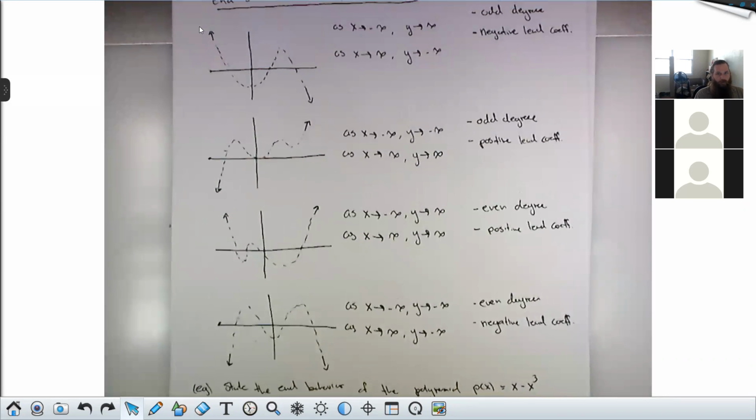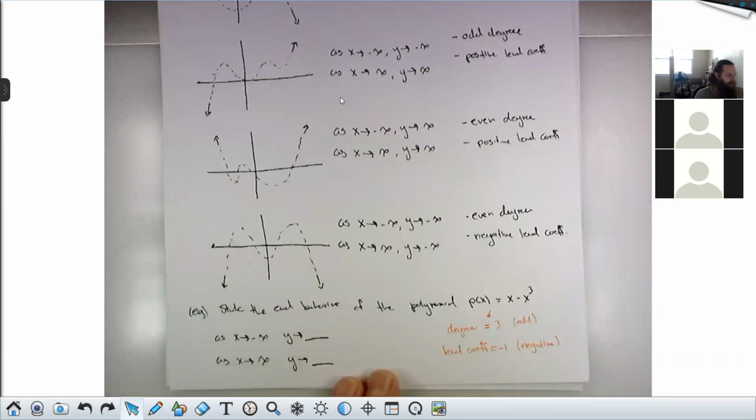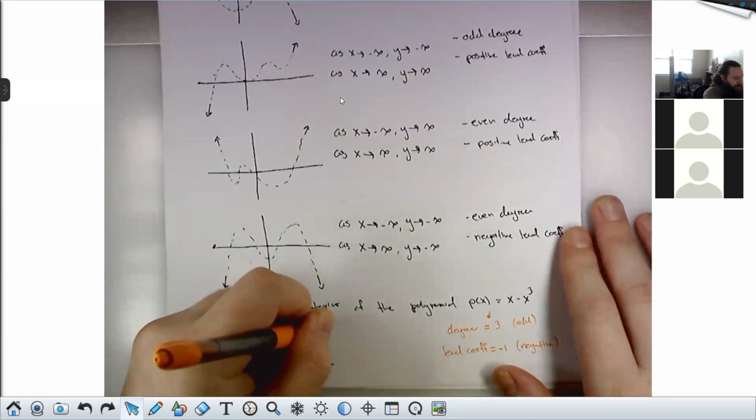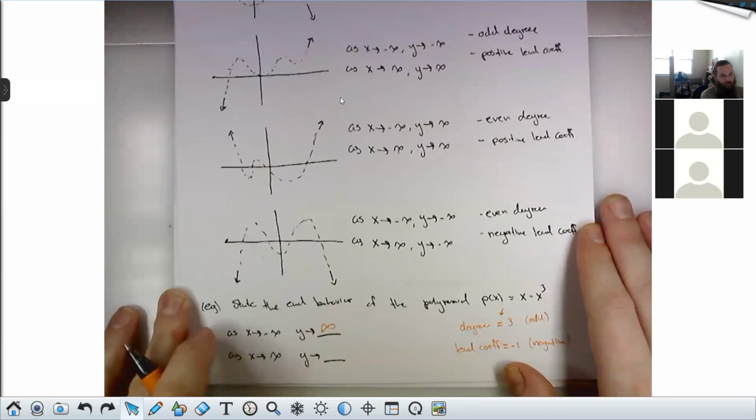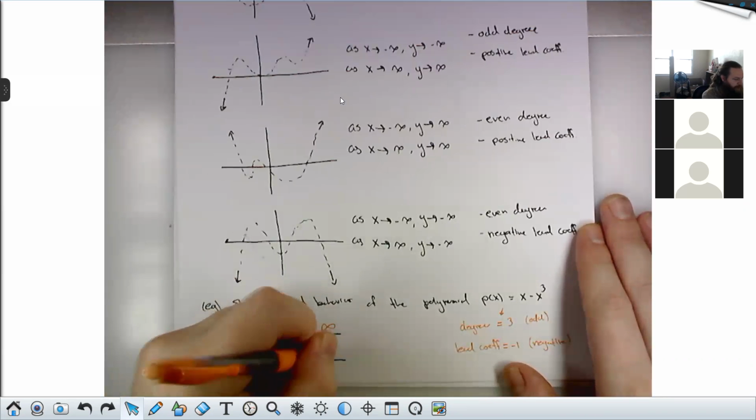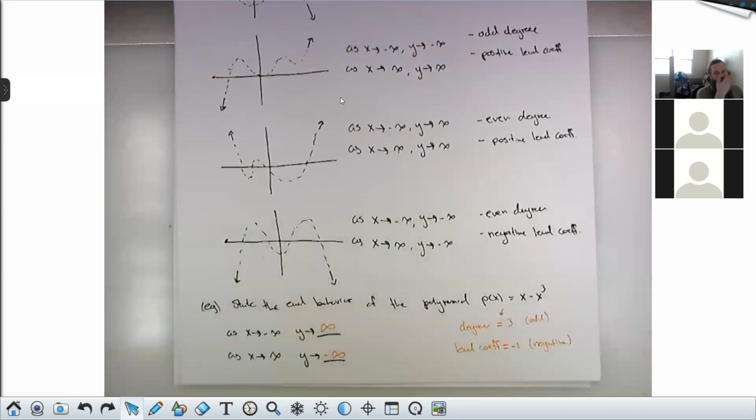That means it's going to have end behavior like this, right? Odd degree, negative lead coefficient. It's going to go up on the left and down on the right. So up on the left means as x goes to negative infinity, y is going to go to positive infinity. And down on the right means as x goes to positive infinity, y is going to go to negative infinity. Are we all comfy with how we got these? Nothing too crazy, right?